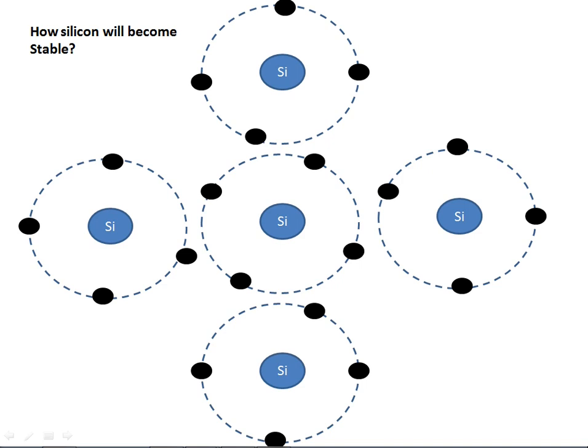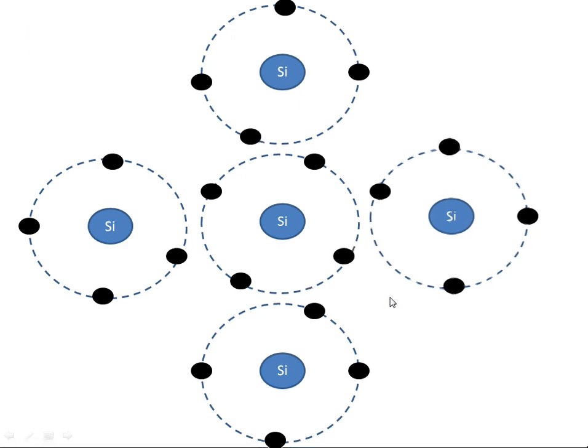You know very well, consider only the valence electrons. I have shown 4 silicon atoms. Each silicon atom has 4 electrons in its valence band. To attain a stable state, each silicon atom shares its valence electrons.